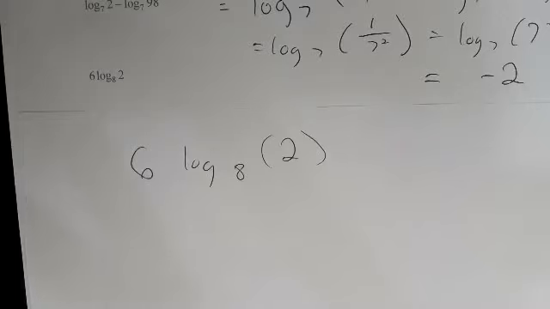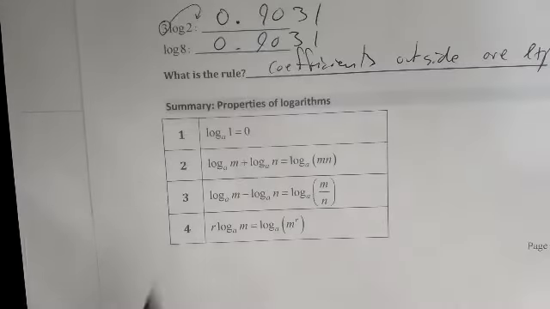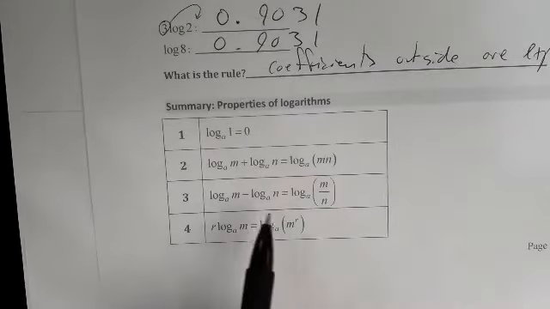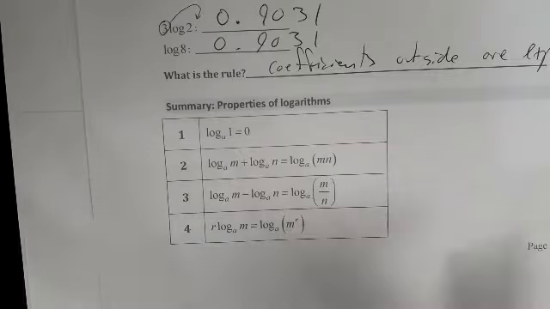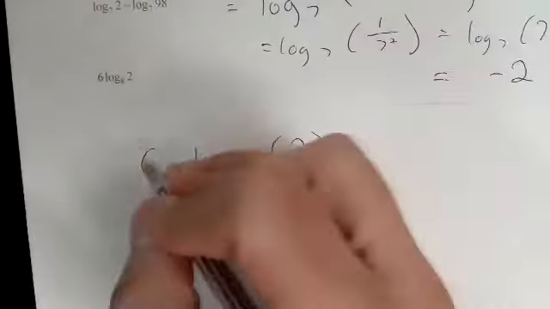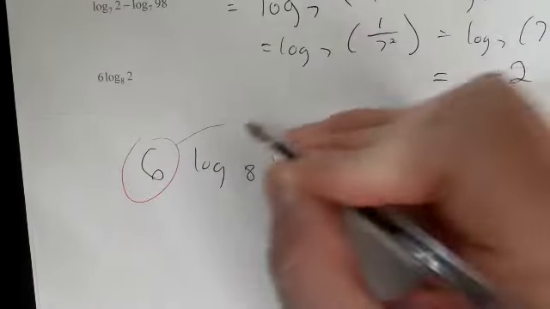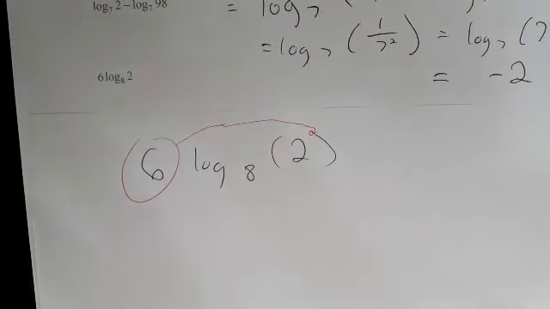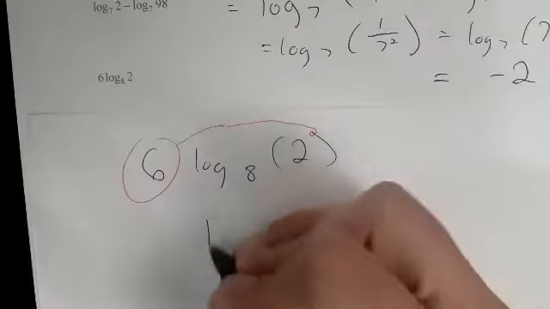So this is, if I have a coefficient, I can take that coefficient and I can put it as a power to the thing that's in the log. So what this tells me is if I have a coefficient, here's my coefficient 6, I can take this thing and raise it up and I can put it as a power on this thing.